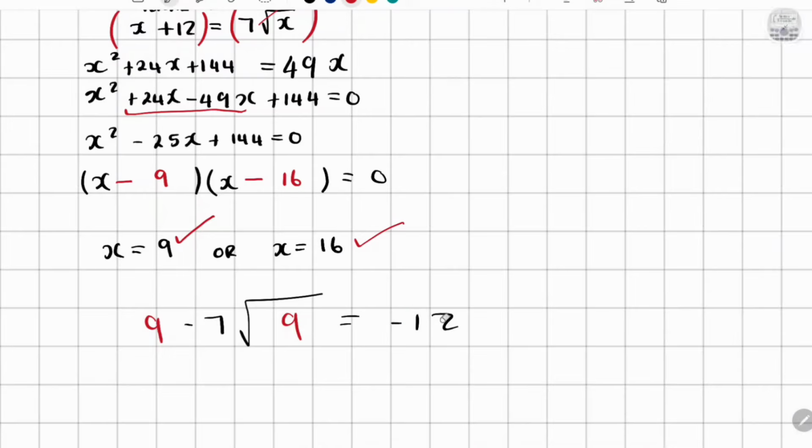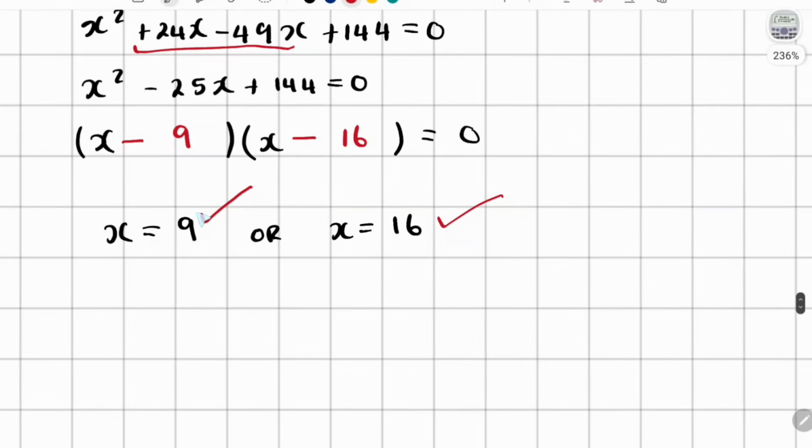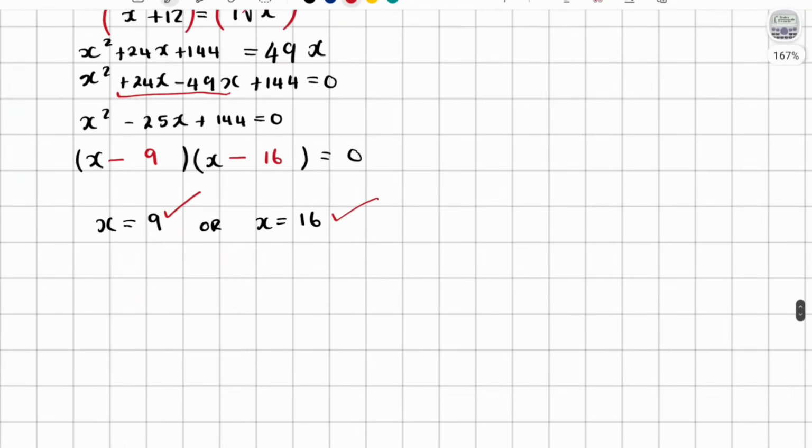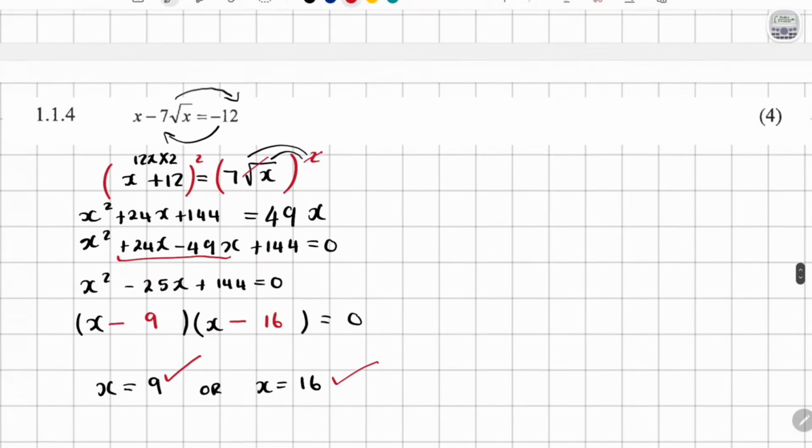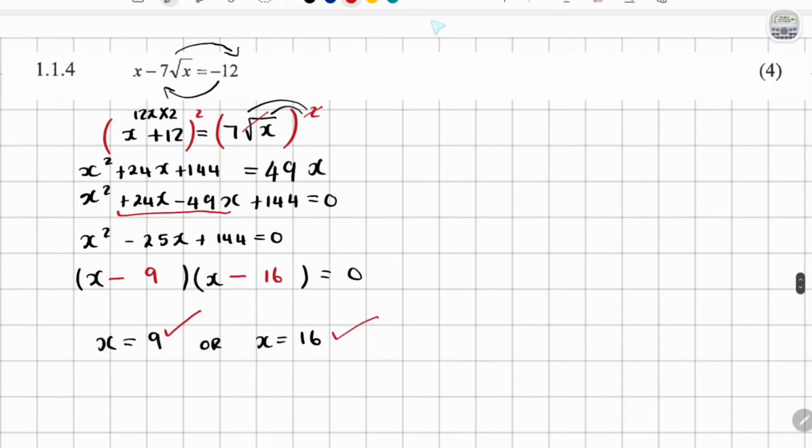This is why when you are checking if your answers are valid, don't just try one and then when you see that one works, reject the other. Don't do that. Try both of them to make sure that they either work out or maybe one doesn't. Because you can have situations where both of them are your answers. You can also have situations where none of them are your answers. And then you can have those normal situations where one of them is your answer and the other is not. Okay, so that is it for 1.1.4. Moving on to the next question.